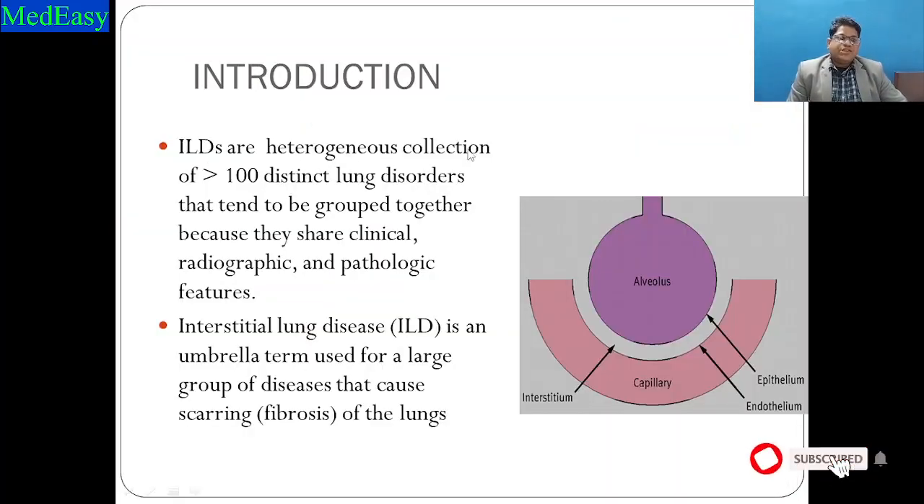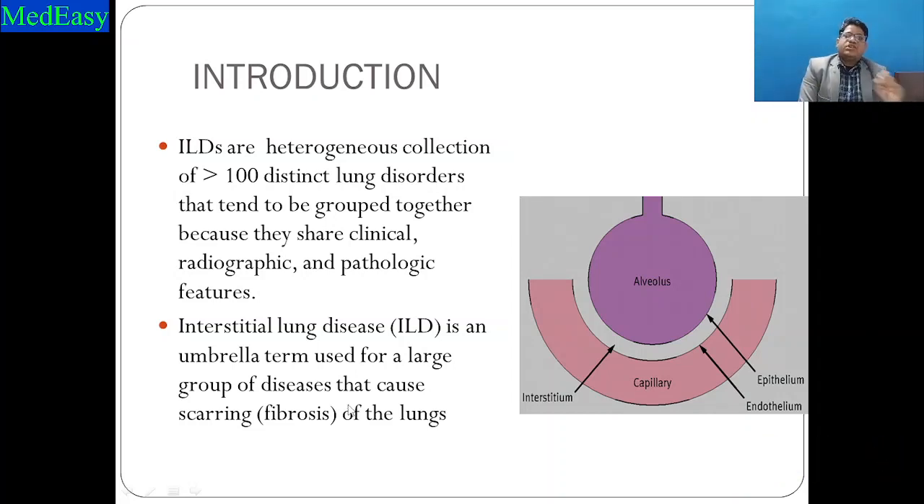ILD is a heterogeneous collection of more than 100 distinct lung disorders that tend to be grouped together because they share clinical, radiographic and pathological features in common. ILD is an umbrella term. Actually, ILD is not a single disease, it is an umbrella term that has many groups of diseases.